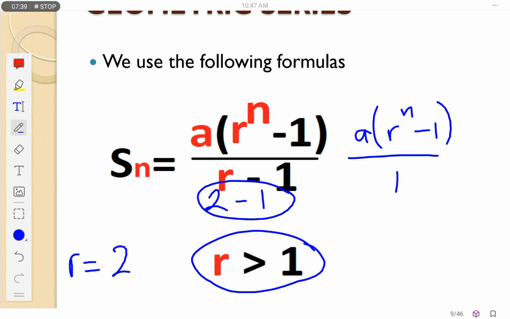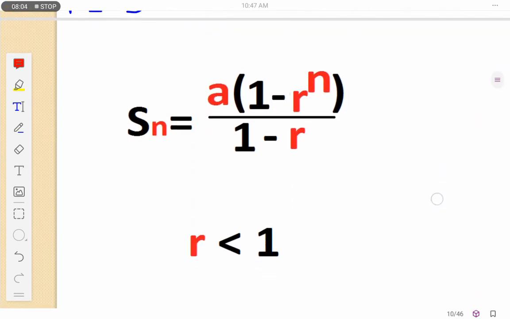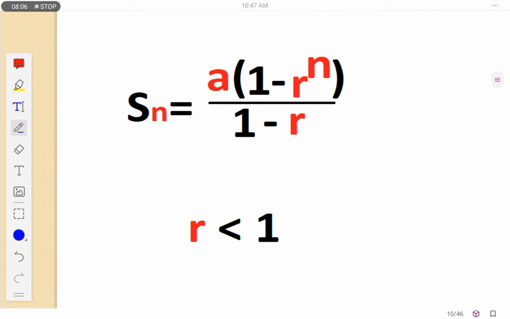Even when R is equal to 3, the denominator here changes and becomes 2 here. So our equation will be valid. But when we have our R less than 1, then the formula changes.